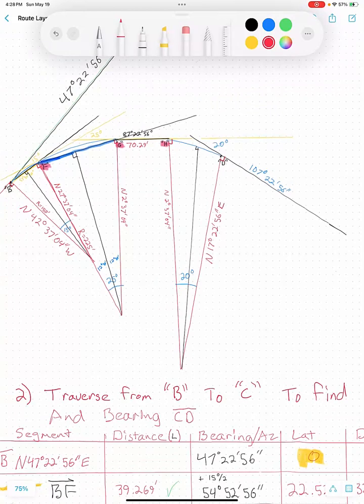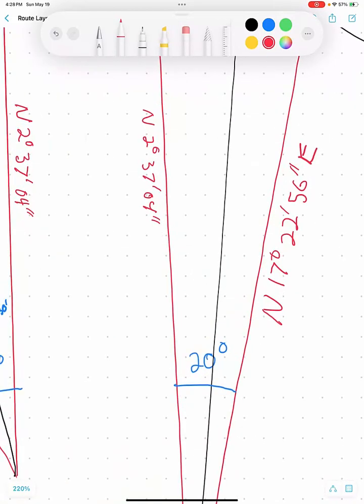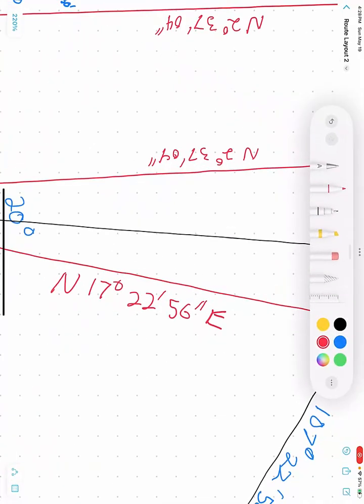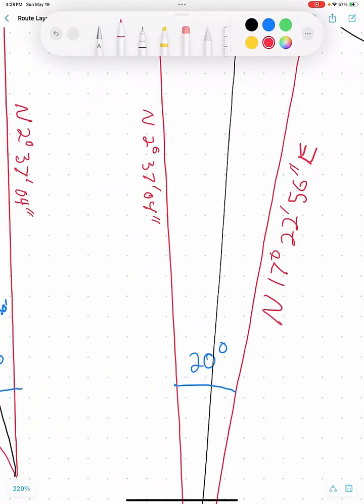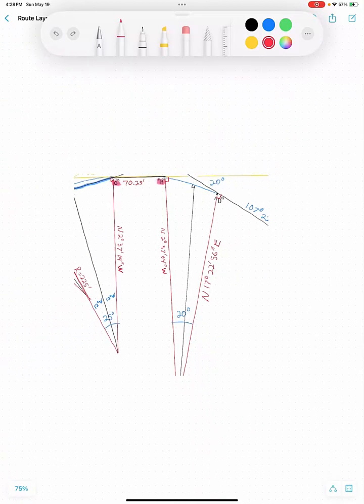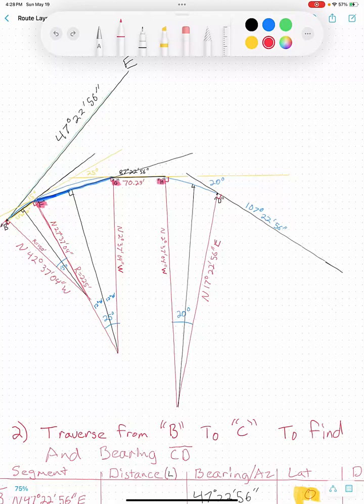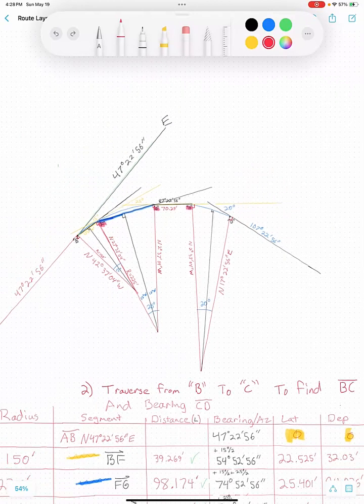Probably add an east there, shouldn't I? And that is a west and a west. Don't want to confuse anybody with bearings versus azimuths.